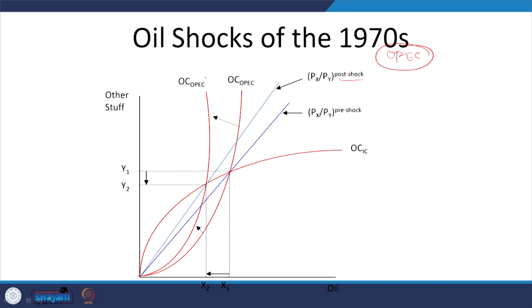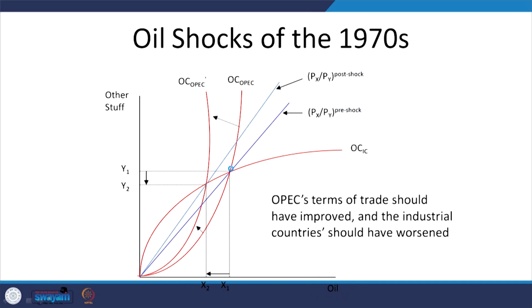Now, in this context, since we are taking oil here as the product for the OPEC country, the offer curve shifted towards the left, and we arrive at a new equilibrium point. So, OPEC's terms of trade should have actually improved. What we wanted to say here is that it should have actually improved.